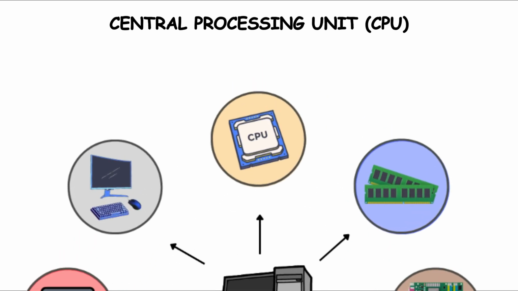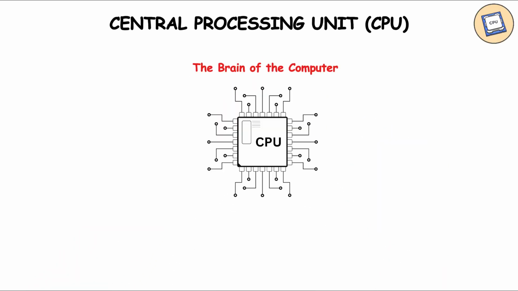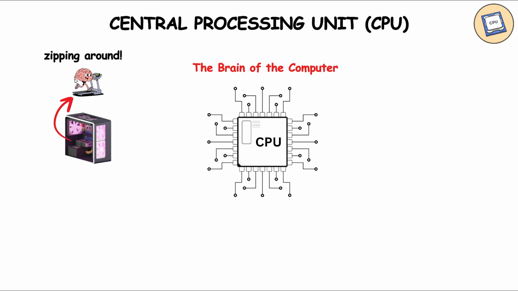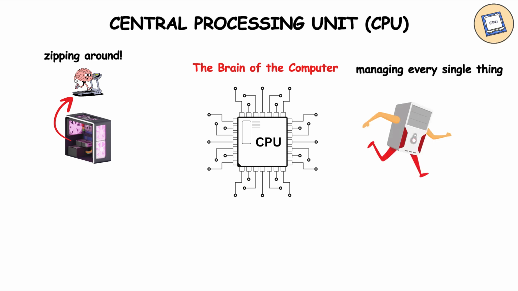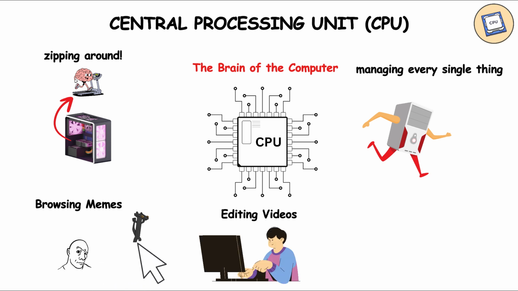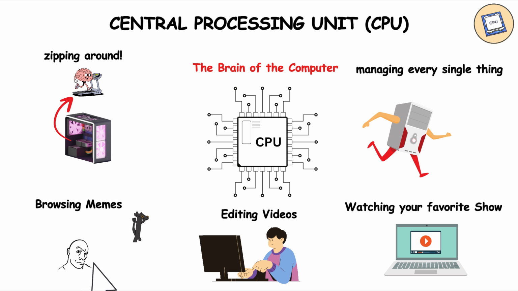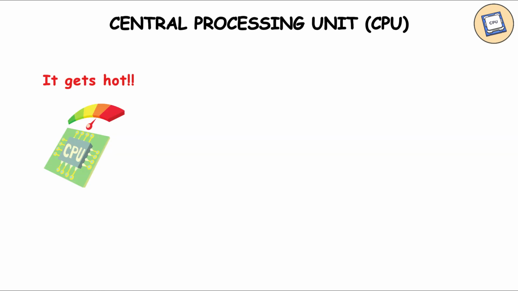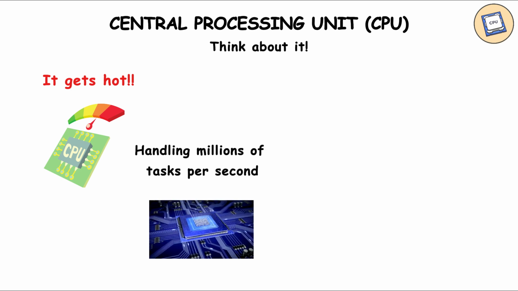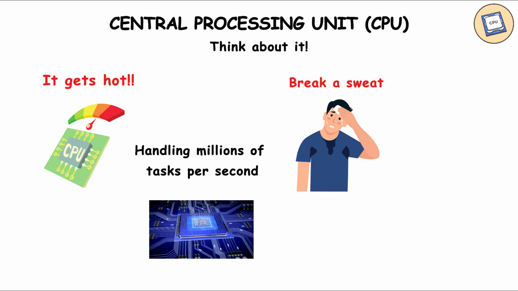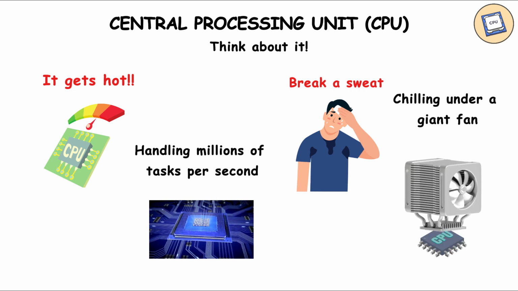Central processing unit, as we like to call it, the brain of the computer. Imagine a little brain running inside your computer, zipping around, managing every single thing you ask it to do. Whether you're browsing memes, editing videos, or binge-watching your favorite show, the CPU is like, got it, no problem. But here's the thing, it gets hot. I mean, think about it, handling millions of tasks per second. Yeah, it's bound to break a sweat, which is why it's usually chilling under a giant fan.